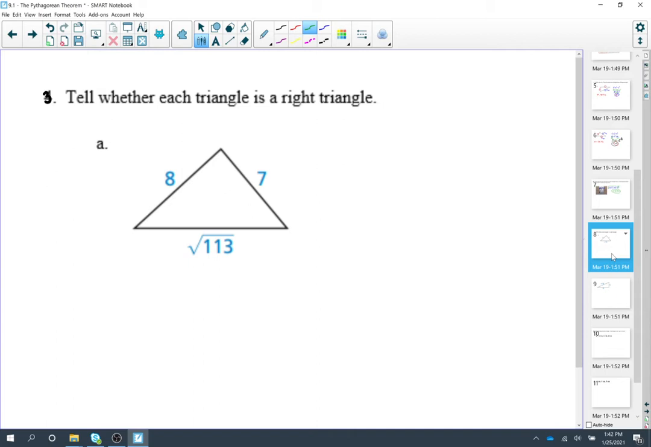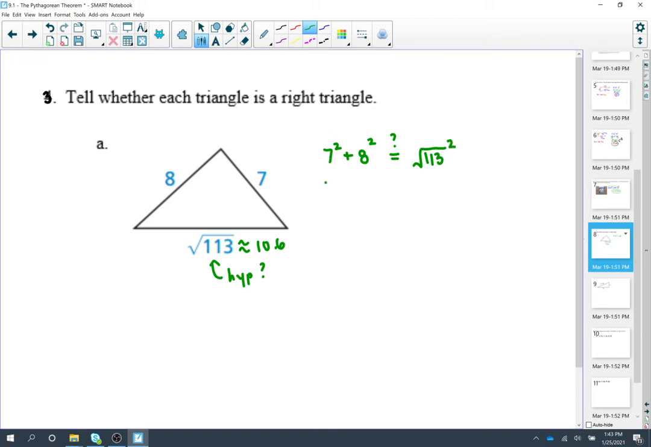Now, the first thing I'm going to do is this square root of 113. I'm not really sure how large it is, so I'm going to put the square root of 113 in my calculator, which is roughly 10.6, so I know this should be the hypotenuse. So in order to check this, we're going to do short side squared plus other short side squared equals, with a question mark, the square root of 113 squared.